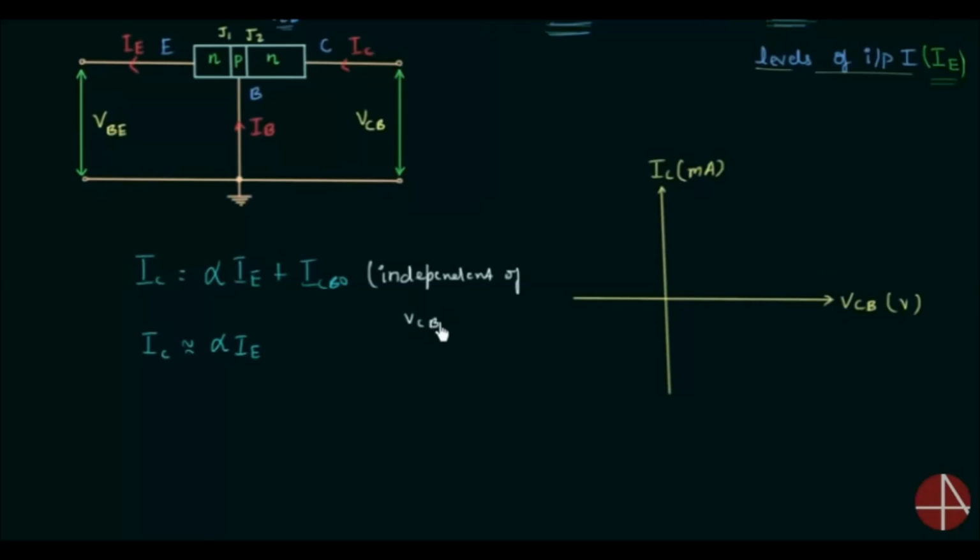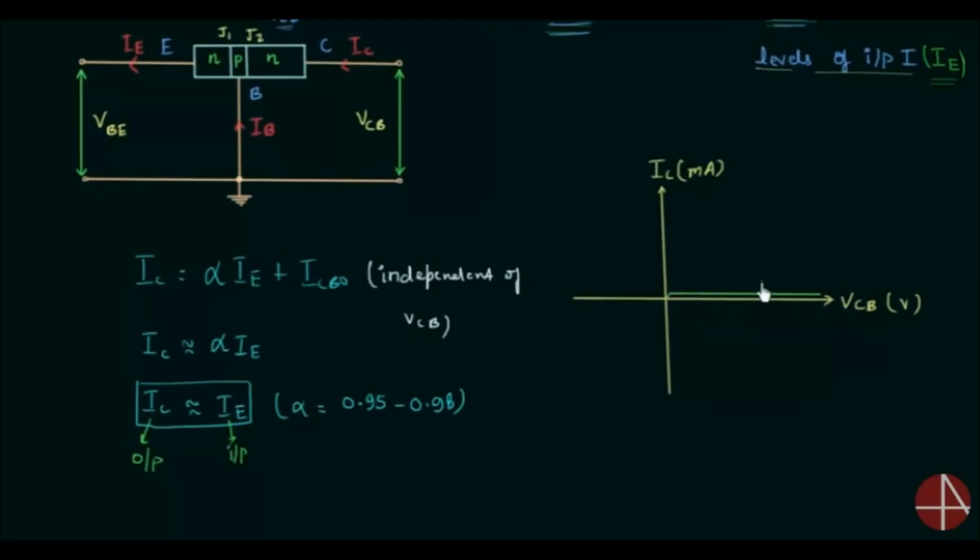of VCB. Now we can consider the collector current IC nearly equal to the emitter current IE, because alpha is from 0.95 to 0.98, which is nearly equal to 1. So we can say that the collector current is equal to the emitter current. So the output current is affected tremendously by the input current. When input current, the emitter current, is equal to 0 milliamps, then the output current is nearly equal to 0 milliamps.